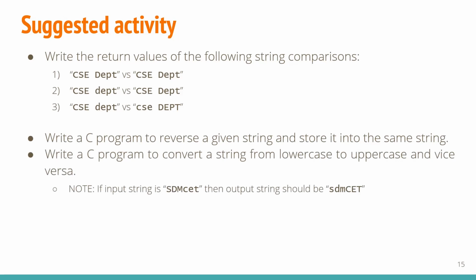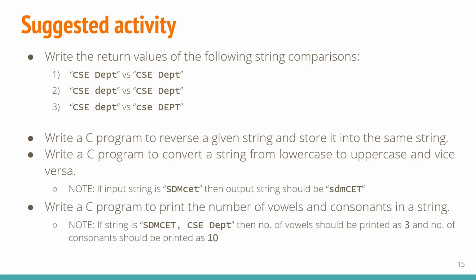You can also try to write a C program to convert a string from lowercase to uppercase and vice versa. You need to follow a note. If input string is SDMCET, wherein SDM is in capital case and CET is in small case, then the output should be printed as the reverse, which is SDM should be in small case letters and CET should be in capital case letters.